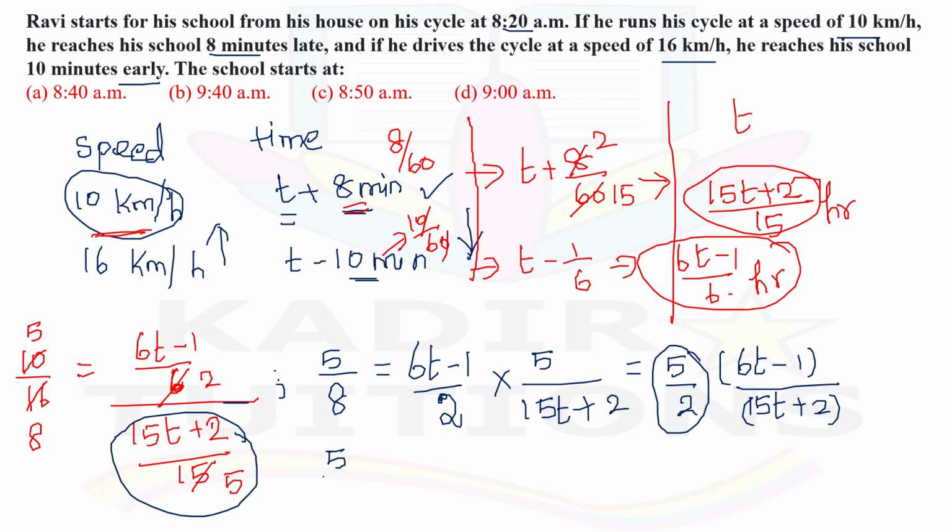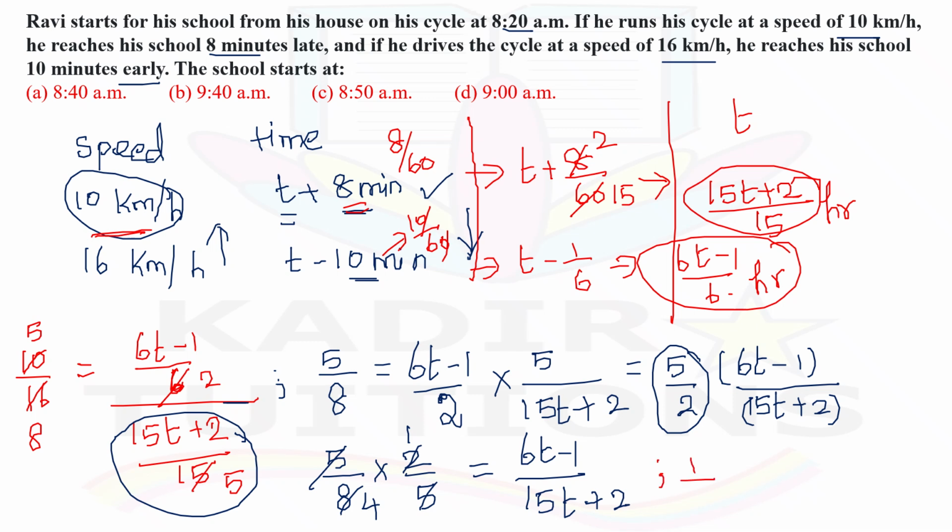So 5 by 8 is already there in LHS. Now 5 by 2 is going to move from RHS to LHS. So it's going to be the reciprocal, 2 by 5, which is equal to what we have, 6t minus 1 divided by 15t plus 2. So now here on the LHS we can cancel 2 one time, and this is for 4 time. Now 5 and 5 will be getting cancelled. So now the leftover linear equation on our LHS is 1 by 4, and on RHS it is 6t minus 1 divided by 15t plus 2. So we are going to solve this linear equation and find what is the value of t.